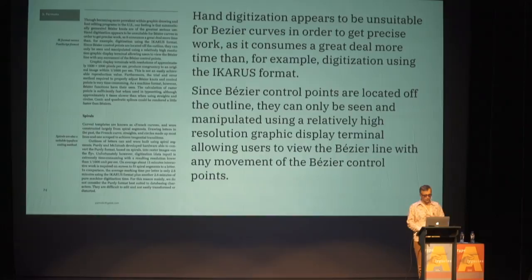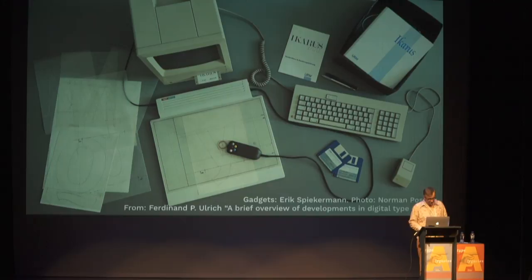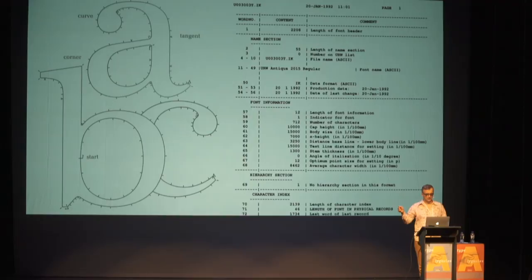So this is gadgets of Eric Spiekermann, photographed by Norman Posseltier. This shows a version of Ikarus, a much more modern Ikarus workstation with a digitizer, so you would always work with some physical drawing, and then of course you would trace it manually, so all the points that you would put would be put on the outline.